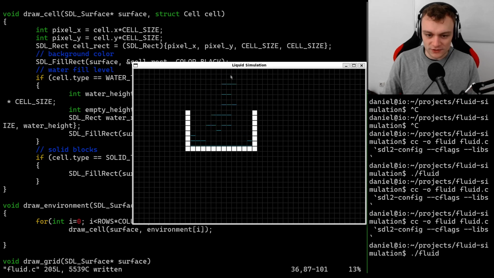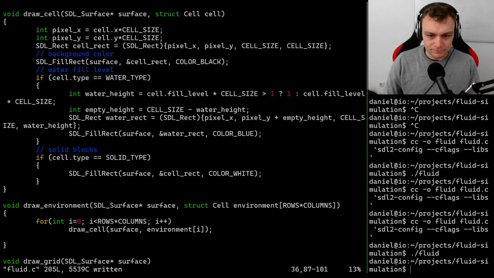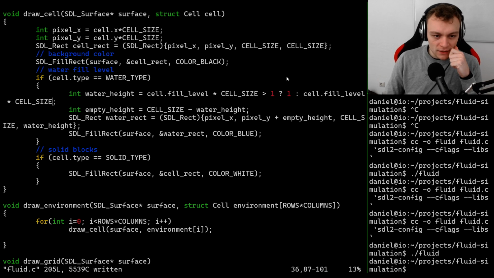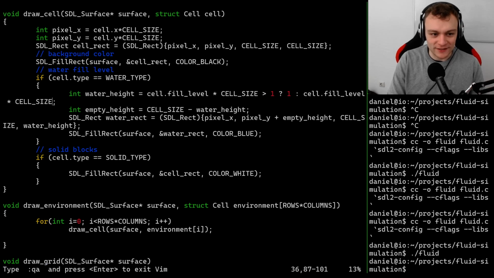Surely it's not correct. So water height, cell.fillLevel multiplied by... no, of course not. We just kept the size at 1 pixel, I mean.